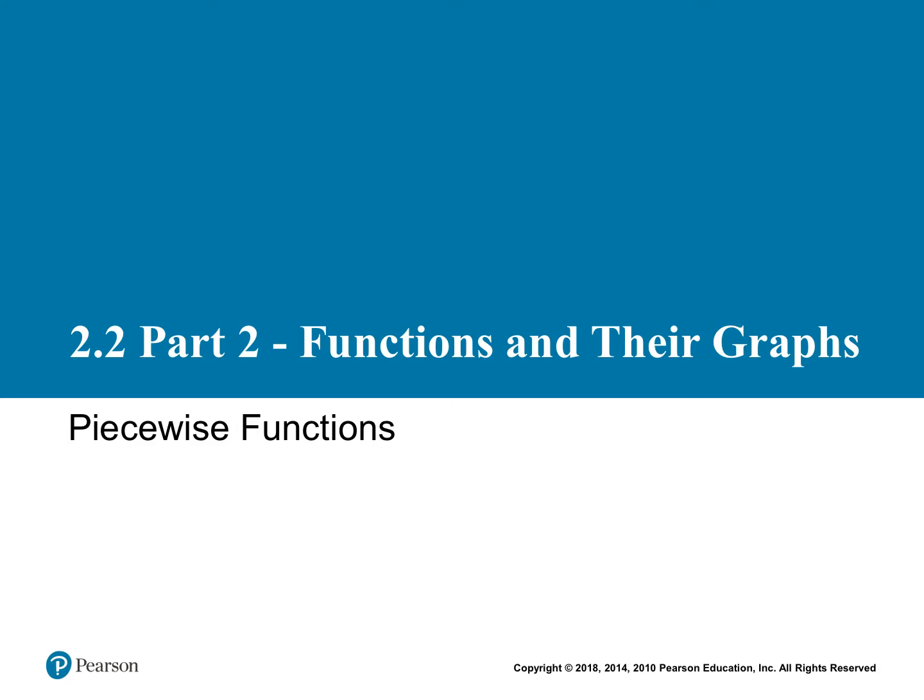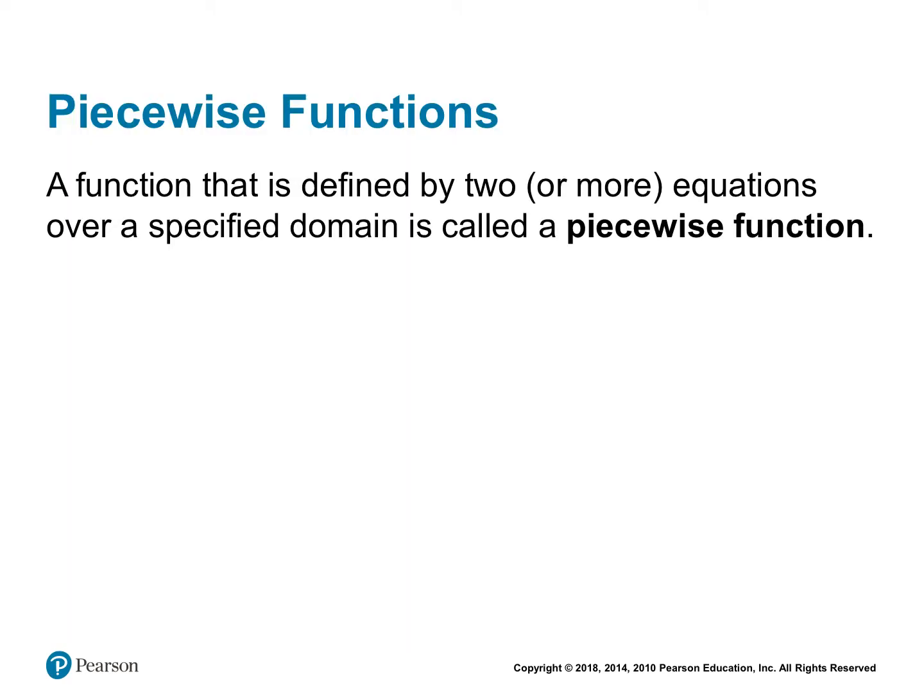In 2.2 Part 2, we'll be talking specifically about piecewise functions. A piecewise function is a function that is defined by two or more equations over a specific domain, and it's called a piecewise function. So I think that as there's different pieces to it, there's at least two different pieces to the graph.